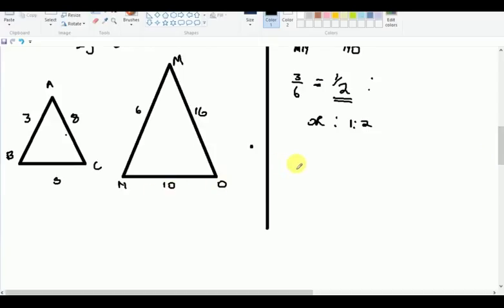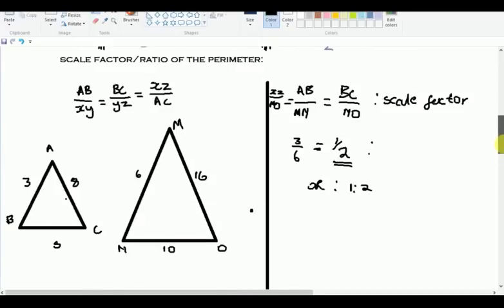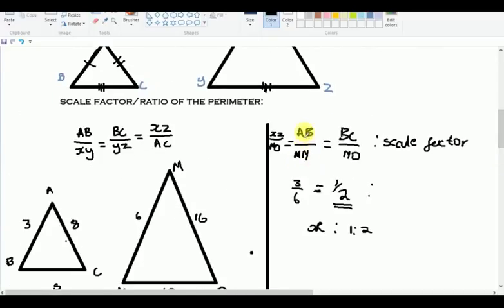This can also show us if this scale factor using AB, using this part, is equal to this of this one. It's the same. For example, let's add BC over MO, obviously it's equal to 10. No, sorry, it's equal to 5/10. Yeah, 5/10. So it's equal to 1/2.